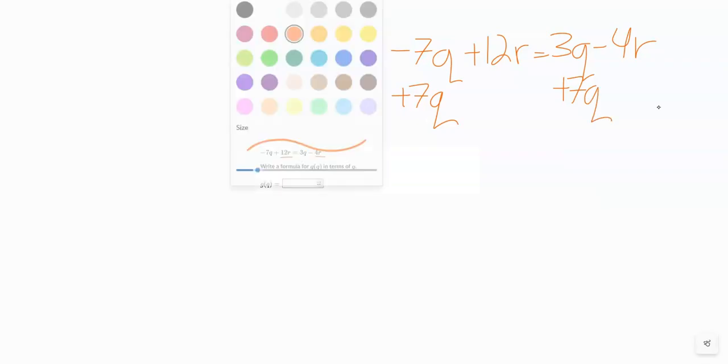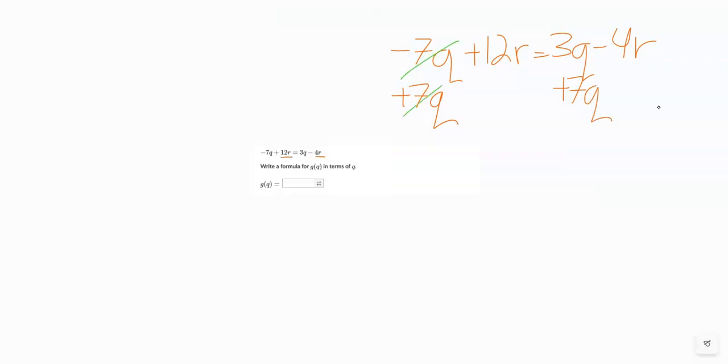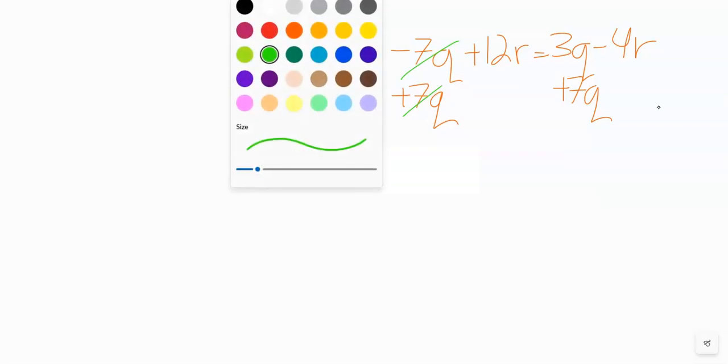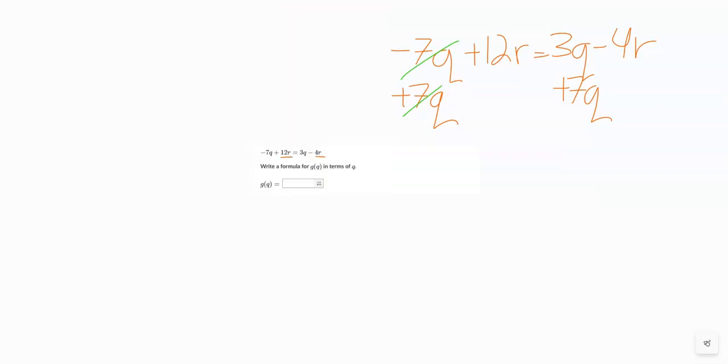Okay, so this cancels off those two. We'll go with red. All right, so we have 12. Why is this not working? What happened? My board stopped working. Okay, we're back.